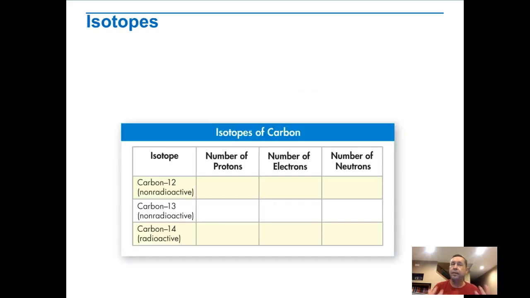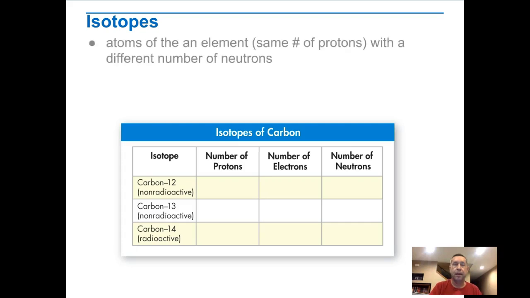So there are these things called isotopes as well. Isotopes are atoms of an element that have the same number of protons, so they're the same element, but they have a different number of neutrons, so they have a different mass. And even though they have a different mass, they behave the same because they have the same number of electrons.